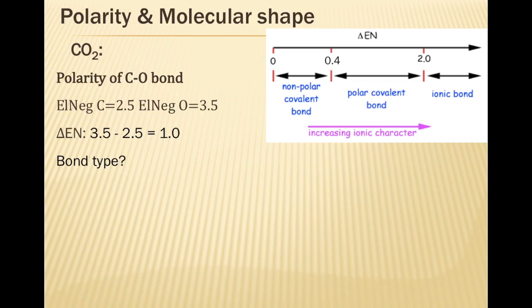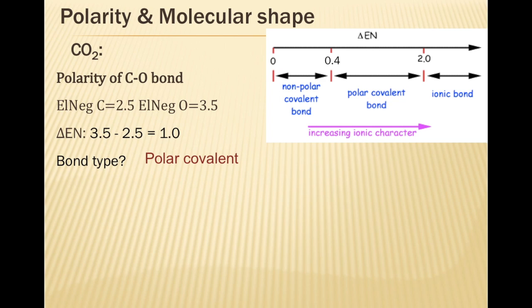Next, we'll take a look at the relationship between polarity and molecular shape. We'll use carbon dioxide, or CO2, as an example. There's a carbon in the middle of this molecule and two oxygens. So we have a carbon-oxygen bond. Carbon has an electronegativity of 2.5, and oxygen has an electronegativity of 3.5. When you subtract these, you get a difference of 1.0. That's right in the middle, in the region of polar covalent bonds. So that's the type of bond in this molecule.